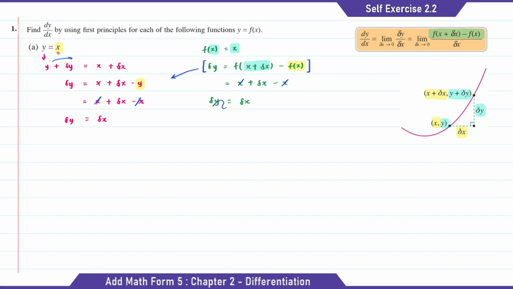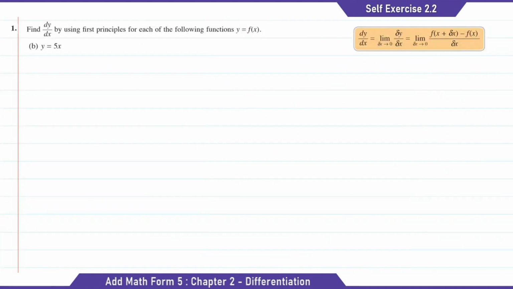So next, we're going to divide both sides with delta x. Simplify this, the answer will be 1. So this is delta y over delta x, which is equal to 1. So here there is no delta x for us to replace it with 0. Then dy/dx is just equal to 1.